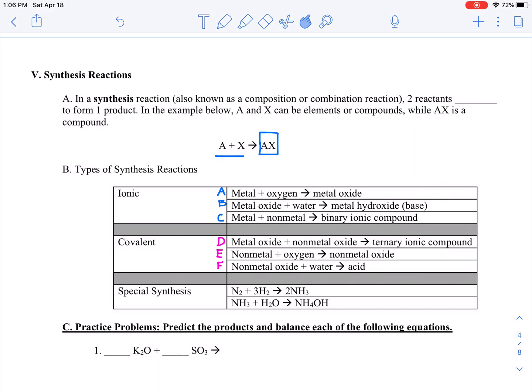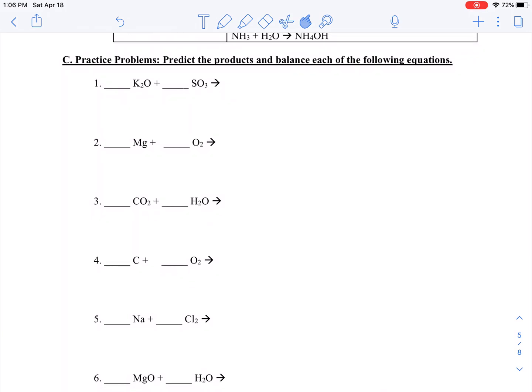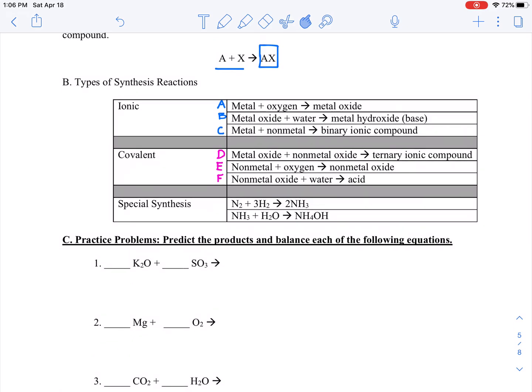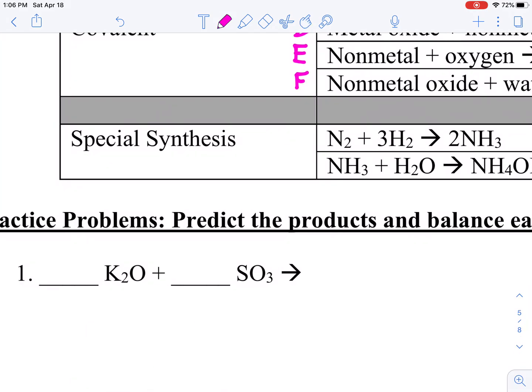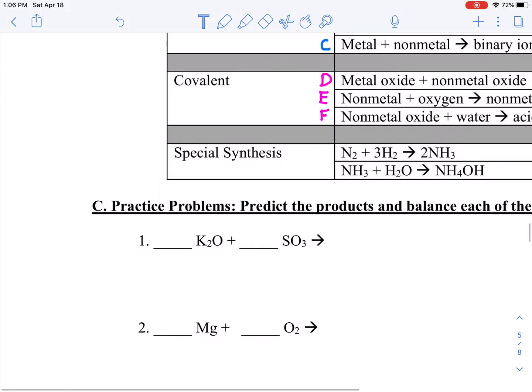What I'd first like to do is go down to the 6 practice problems, and I'd like us to define what we are looking at on the reactant side. For instance, in number 1, I see K2O plus SO3. K2O is made up of a metal plus oxygen, and SO3 is made up of a nonmetal plus oxygen. So really what I'm looking at here is a metal oxide plus a nonmetal oxide. Find that on the table. Metal oxide plus a nonmetal oxide, you'll notice that is letter D. So I'm just going to write a letter D next to this so that we can come back and do that one in the right order.